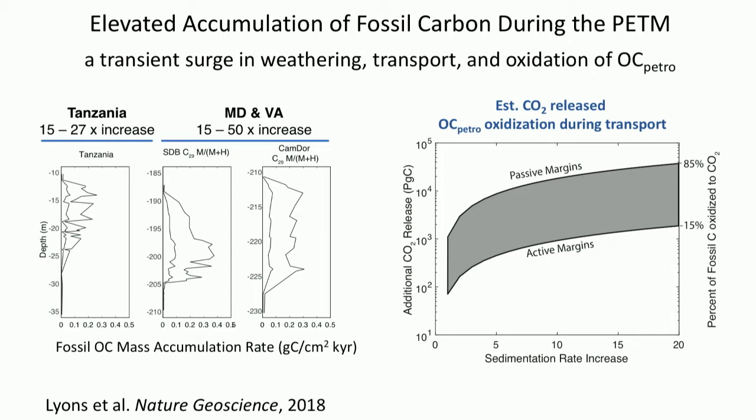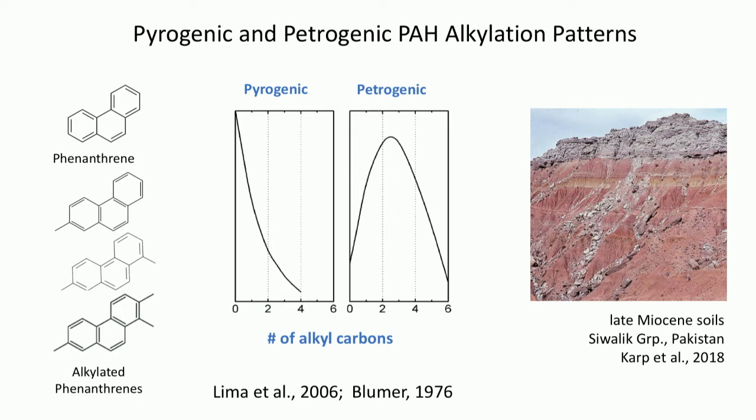We argue in this paper that there's a transient surge in weathering, transport, and oxidation of fossil carbon that is a consequence of an initial warming event and then propagates over tens of thousands of years. There are some obvious lessons for modern climate consequences on this timescale. But that's not the only tool that might be useful, and I want to call your attention to these compounds. These are polycyclic aromatic hydrocarbons. Many folks know these as contaminants and pollutants that we have to worry about.